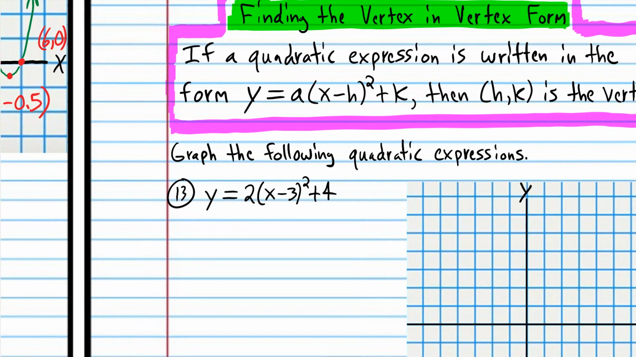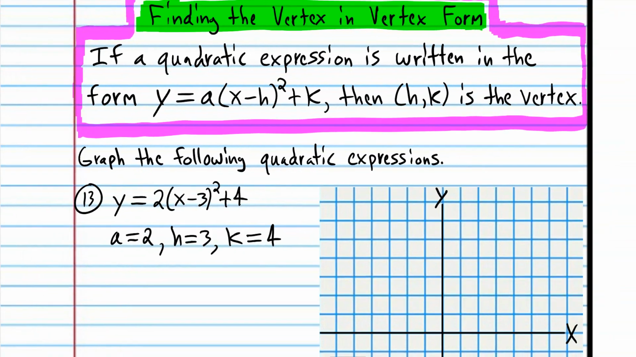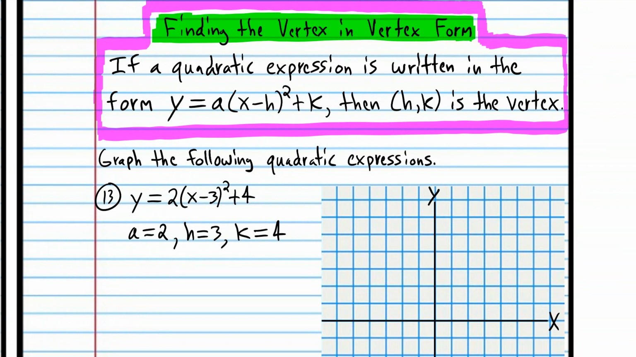So I'm going to label constants here. So a is equal to 2, and h is equal to 3, and k is equal to 4. Now there's something very important to understand here. Notice that this was a negative 3, and I changed it to positive 3. This was a positive 4, but I did not change it. I kept it positive 4. So that's how this works. Whatever the sign of this is, you're going to change it, and that's the x value of the vertex, and whatever sign this is, you're going to keep it and just leave the sign.